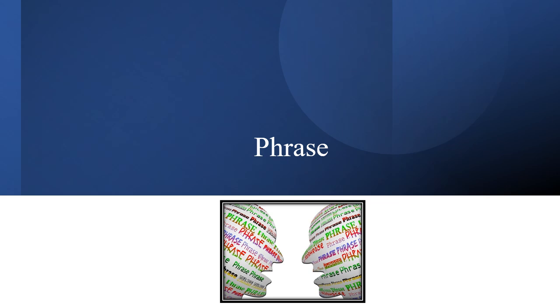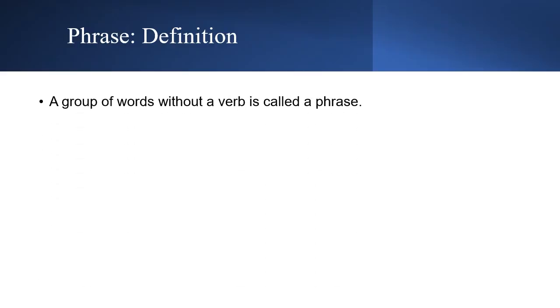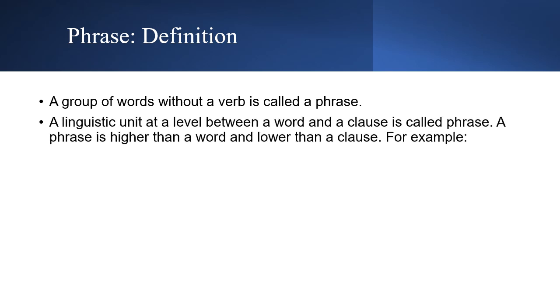Now this one is a bit more advanced compared to the things that we have done earlier, because a phrase is not one word, it is a group of words. So let's look at the definition first of all. A group of words without a verb is called a phrase. It is a linguistic unit at a level between a word and a clause. Okay, and a phrase is higher than a word and lower than a clause.